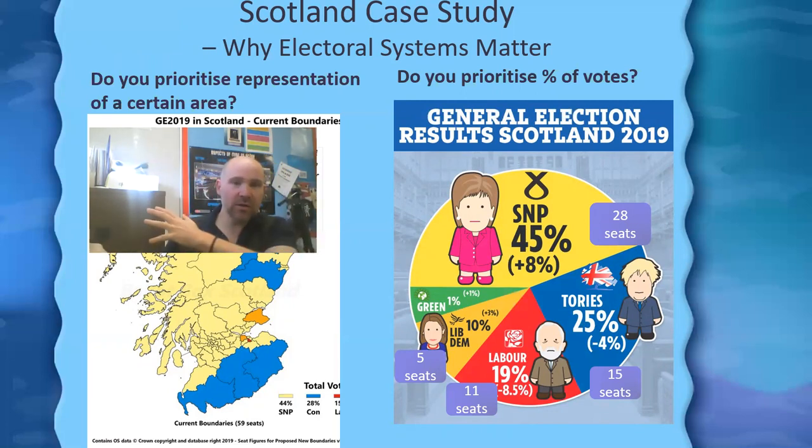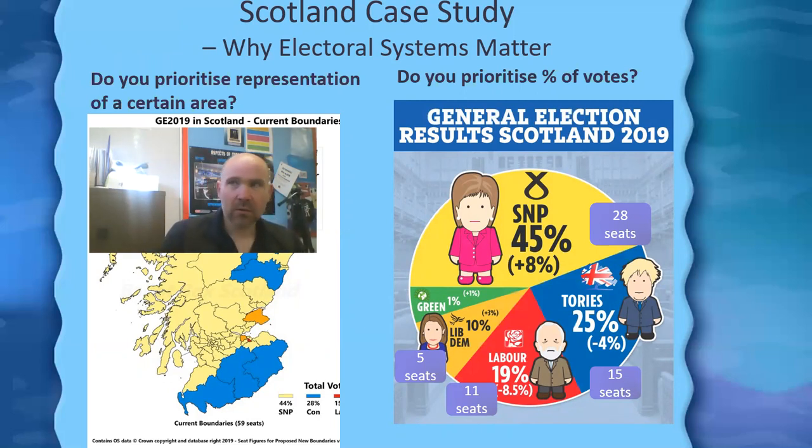Now, what's the advantage of a system like this? Well, we can see that the number of seats reflects the number of votes, so it's proportional, and we can see that the parties are roughly in line with how well they've done, how many people like them. So the amount of people who like them shows you the amount of seats that they get.